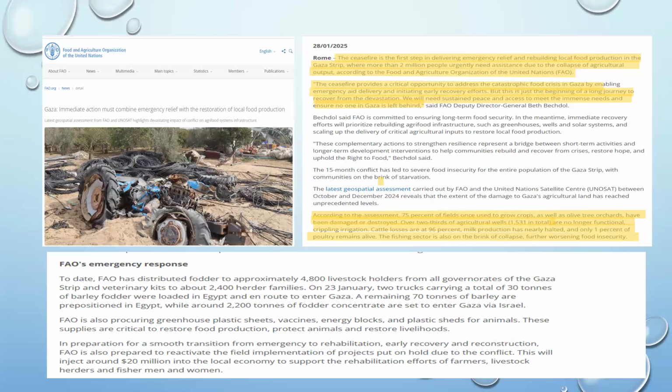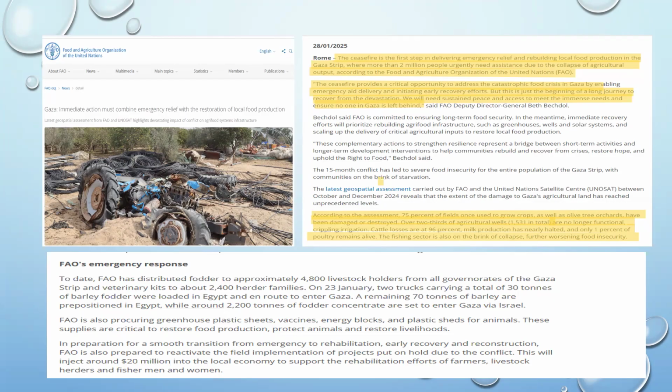So, what is the FAO's emergency response in this? To date, FAO has distributed feed to approximately 4,800 livestock holders across the Gaza Strip and maternity kits to about 2,400 herder families. On 23rd January, two trucks carrying a total of 30 tons of barley feed were loaded in Egypt and en route to enter Gaza. The remaining 70 tons of barley are prepositioned in Egypt, while around 2,200 tons of feed concentrate are set to enter Gaza via Israel.